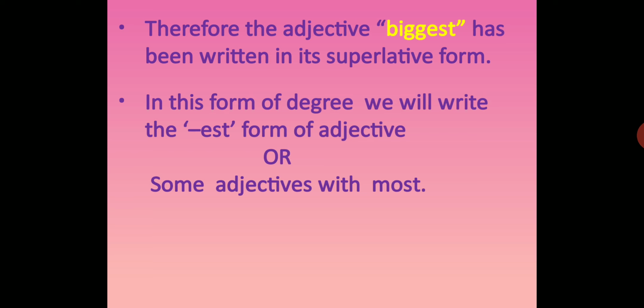Bigger. And here we are going to make the superlative form of the degree. So which changes do we need? We add one more g and est to the main adjective. So big is the positive form, bigger is the comparative form, and biggest is the superlative form of the degree.